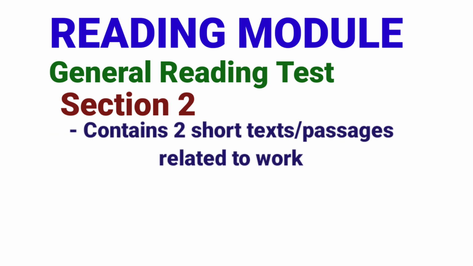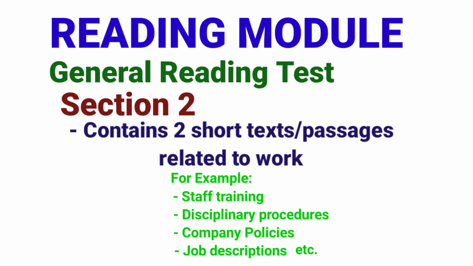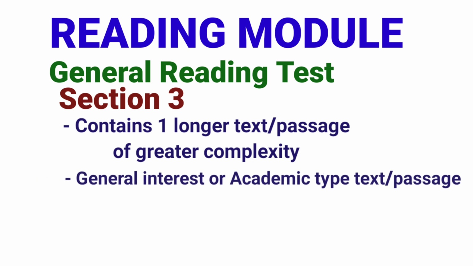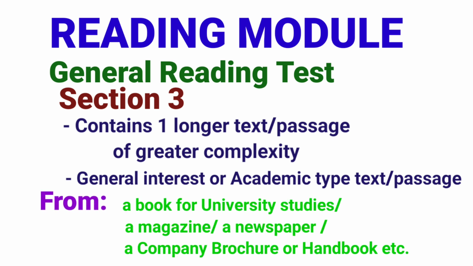Section 2 contains 2 short texts or passages related to work. For example, staff training, disciplinary procedures, company policies, job descriptions, etc. Section 3 contains one longer text or passage of greater complexity. It may be a general interest text or passage or an academic type of text or passage. The source of this text or passage may be a book for university studies, a magazine, a newspaper, or a company brochure or handbook, etc.